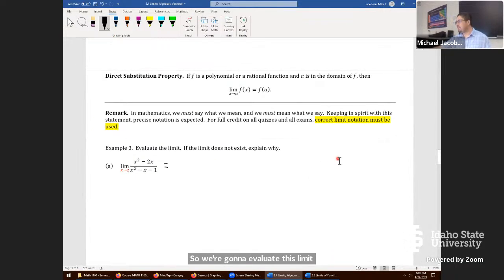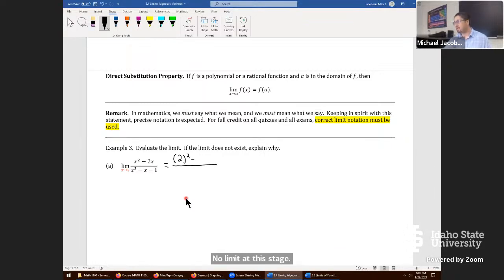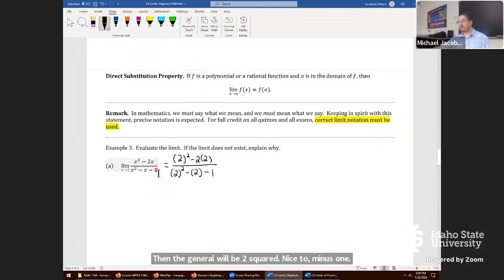And in using correct limit notation, the first thing you have to do is drop the limit statement. That's because we're throwing in the value of 2 inside the positions for x. The limiting process is over the moment you do that. So correct limit notation means no limit at this stage. We just write out the value, put in 2, square it here, minus 2 times 2. Then the denominator will be 2 squared minus 2 minus 1. All we've done is we've taken this 2 and substituted in for x everywhere x occurred.